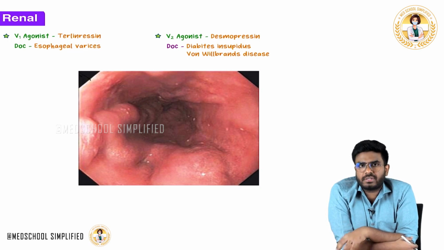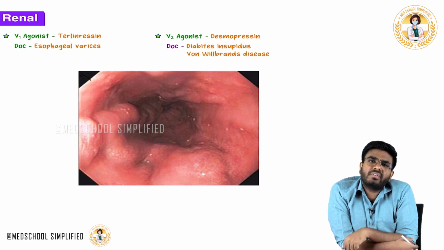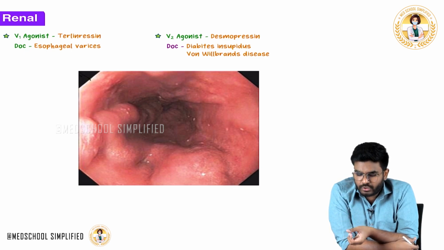Now, how to treat this condition? The esophageal veins got dilated. What do you need to do? You need to constrict these veins, so you need to do vasoconstriction. How can you do the vasoconstriction? In pharmacology, there are many ways by which you can do vasoconstriction.